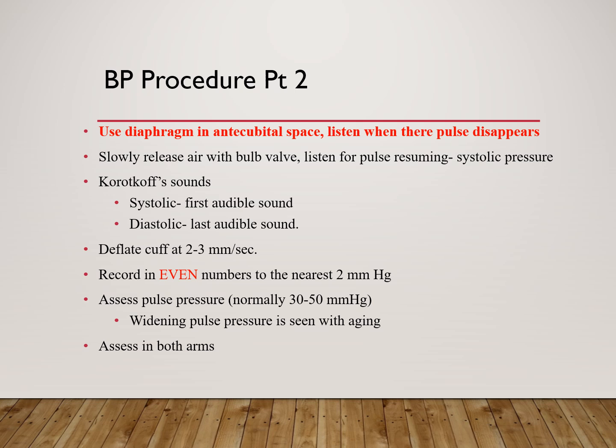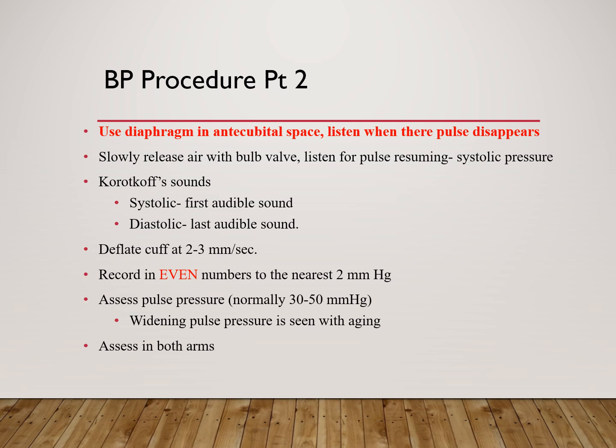You are going to pump it up until 20 millimeters of mercury over that last value. And then you're going to slowly release the air with that bulb valve, taking it to the left very, very slowly, about 2 millimeters of mercury per second. You're going to listen to when the pulse resumes. And when that pulse resumes, it's going to sound like a consistent boom, boom, boom. That beginning of that pulse is the systolic pressure.